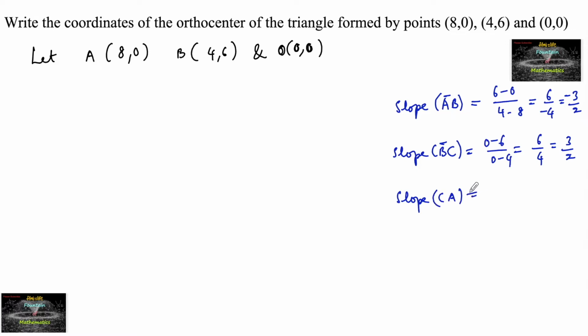And slope of CA, sorry, this is origin, BO, and this is OA. Third point is O. Slope of OA is equal to 0 minus 0 upon 0 minus 8, we are getting 0. And we can see clearly that based on the slopes, none of these sides are perpendicular. So it is not a right angle triangle. And hence, now let us find the circumcenter and centroid to find the orthocenter, which helps us easily to solve. So let's find the circumcenter.